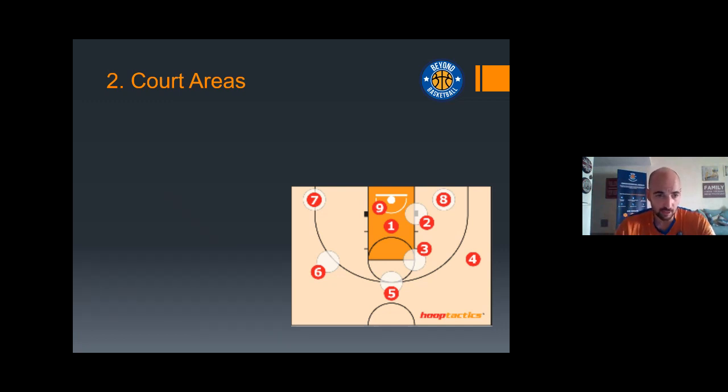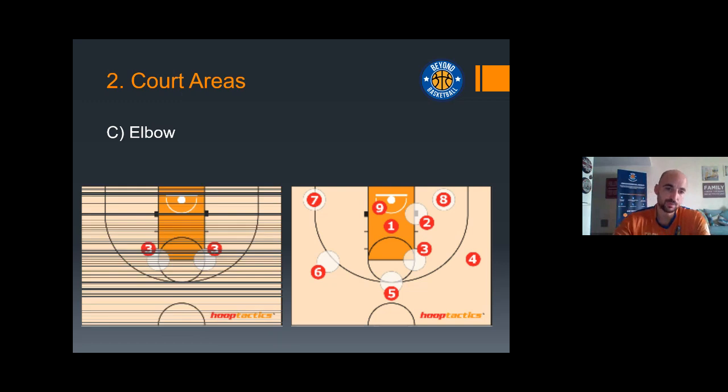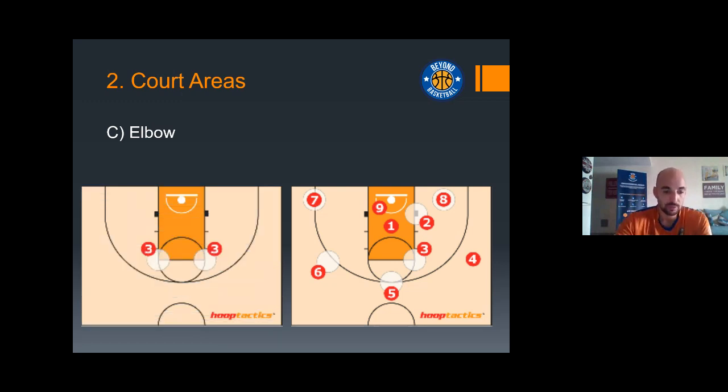Next one is the elbow area, or high post area. The elbow is the area of the court where the free throw line meets the lane line. So we also call that area the high post area, like the block is the low post area.